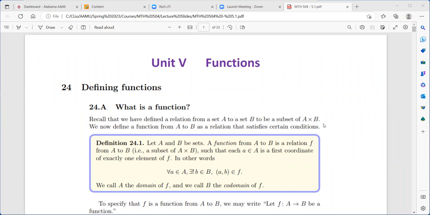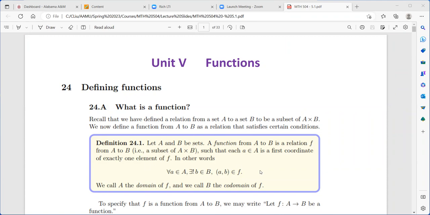And a relation is just a subset, where you pick any ordered pairs from this A cross B. Whatever you pick makes a relation. So a relation is a very broad definition that can include any kinds of ordered pairs. That's the relation. So of course, a function is a special type of relation that has to satisfy certain conditions in this definition.